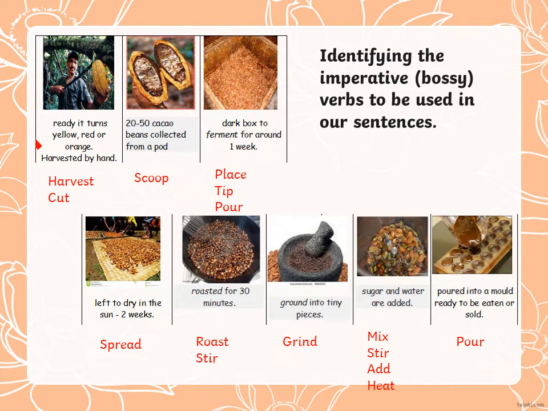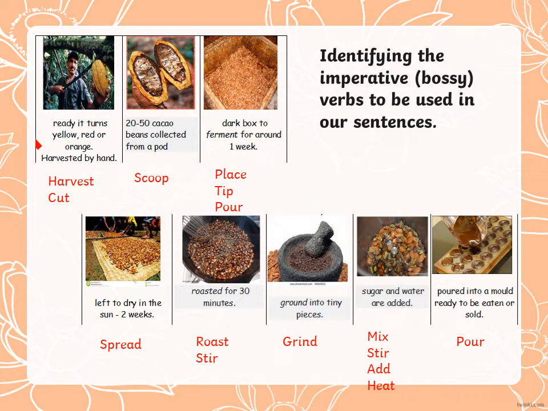Did you think of some of these ideas? In the first picture, the action is spread. They're going to spread out the cocoa beans in the sun. In the second picture, the beans are being roasted and they're being stirred. There's 2 actions happening there. In the next picture, grind. The beans need to be ground into tiny pieces. The action, you're going to grind the beans.